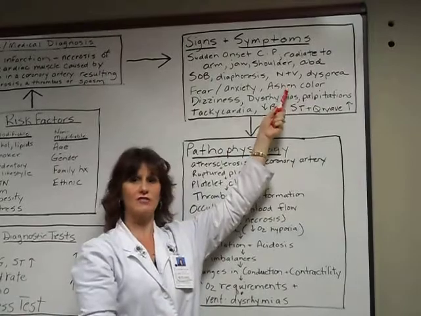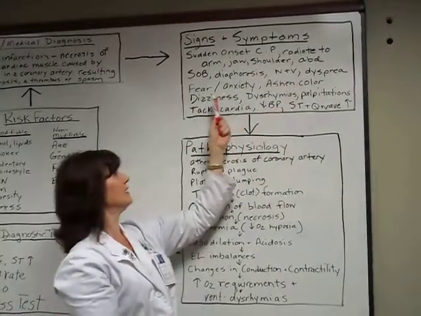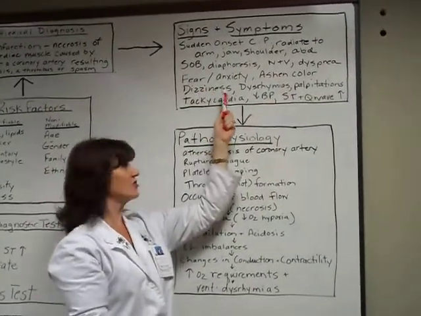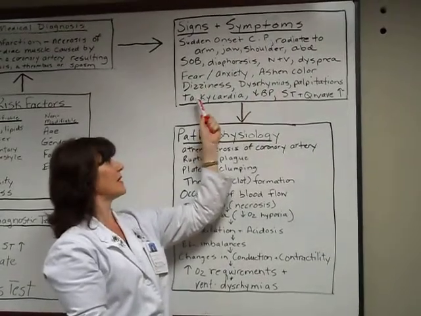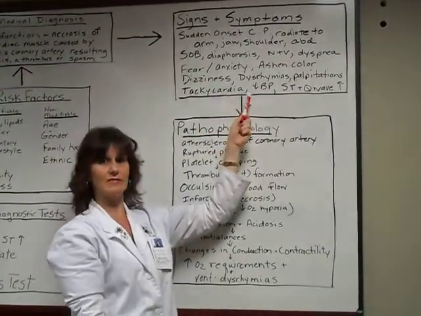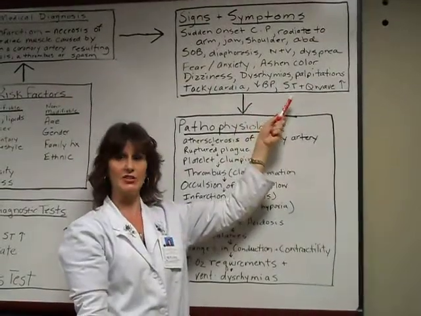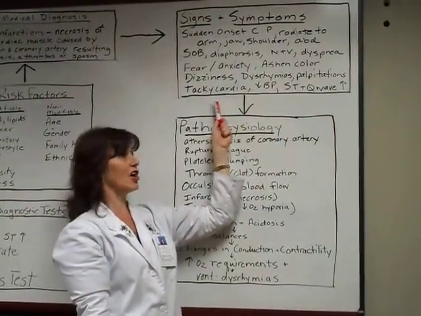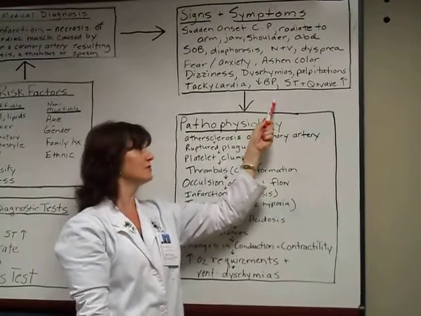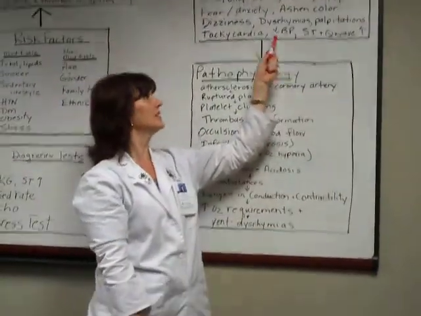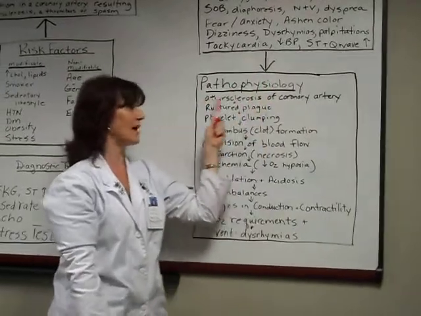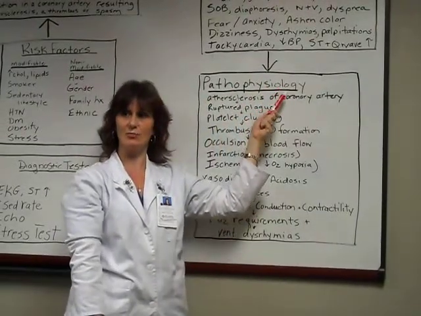They may have nausea, vomiting, dyspnea. They may feel fear or anxious. They may be ashen in color, clammy. They may have dizziness. They may have dysrhythmias or palpitations. They may have tachycardia, low blood pressure, or ST or Q wave elevation. These symptoms lead us to the pathophysiology of the disease process.